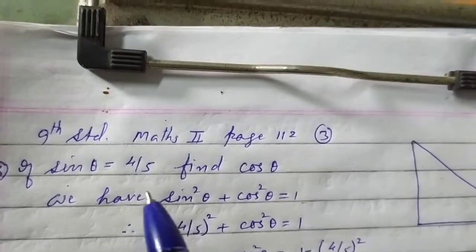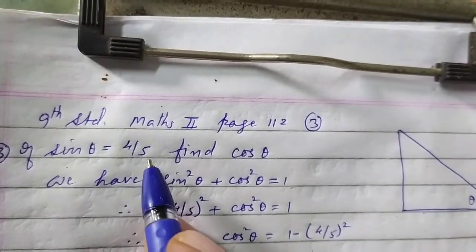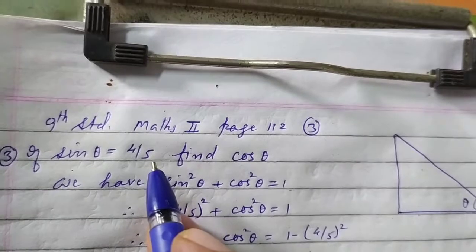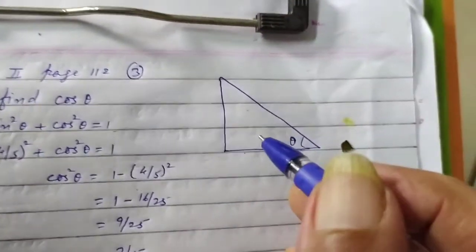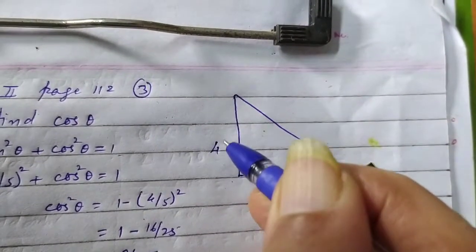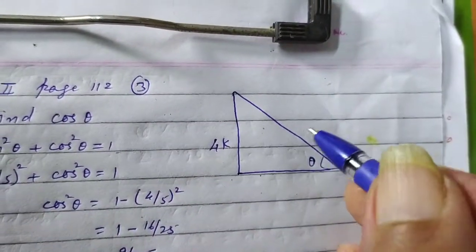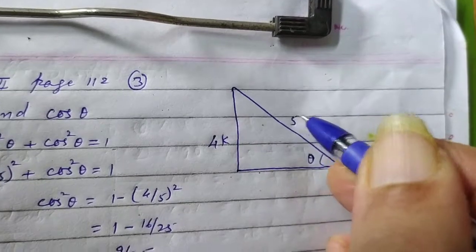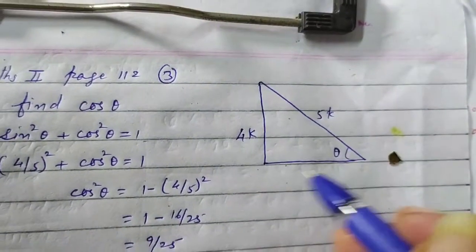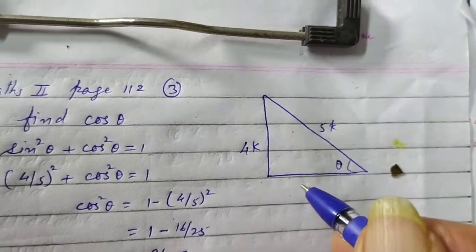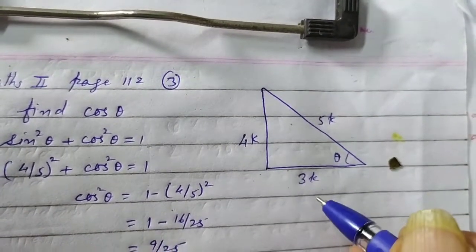So if the ratio of the opposite side and hypotenuse is 4:5, we can take same multiples of 4 and 5. So opposite side is 4k and hypotenuse is 5k. Now using Pythagoras theorem, we can find the third side, that will come out to be 3k.